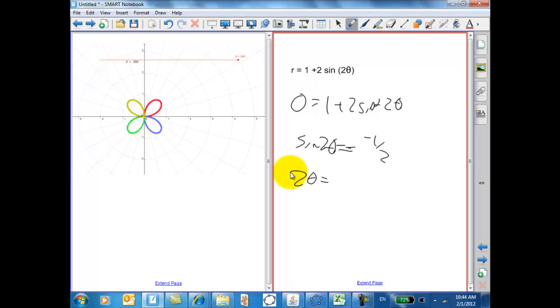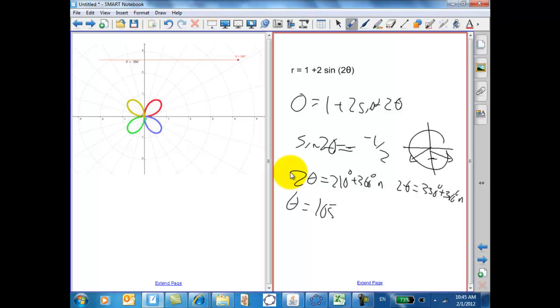So 2 theta equals, when does the sine equal negative a half? What are those two angles? Oh, 210 and 330. So 210 plus 360 n, right? Or 2 theta equals 330 plus 360 n. So theta will equal half that, 105 degrees plus 180 degrees times n.